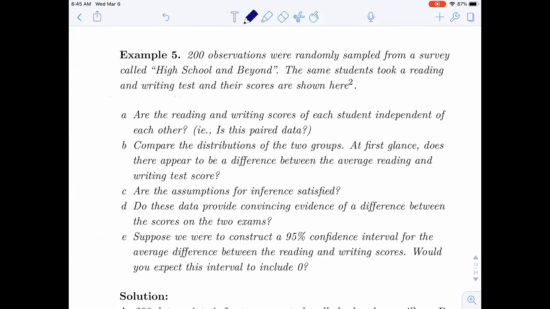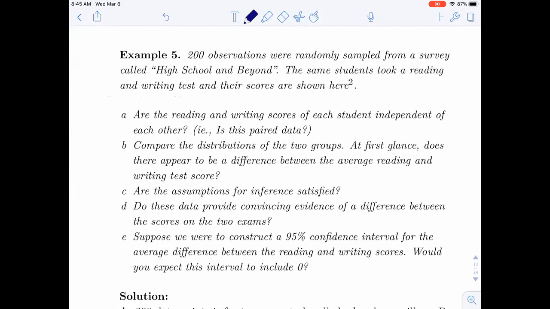And so for me, my reading and my writing scores are probably at the 73% level, right? But if you're really strong, then probably both of those scores are going to be higher.